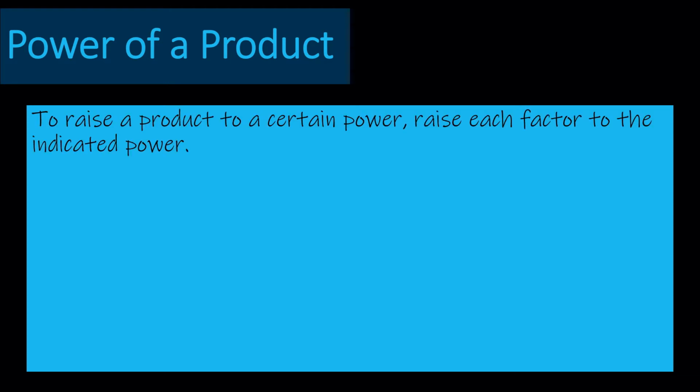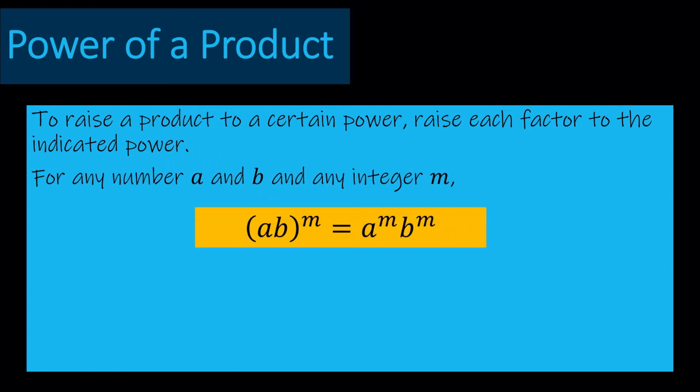Next, the power of a product. To raise a product to a certain power, raise each factor to the indicated power. So for any numbers a and b and any integer m, (ab) raised to the power of m is equal to a to the power of m, b raised to the power of m. So observe that on the given, we have a product, the product of a and b. And then it is being raised to m.